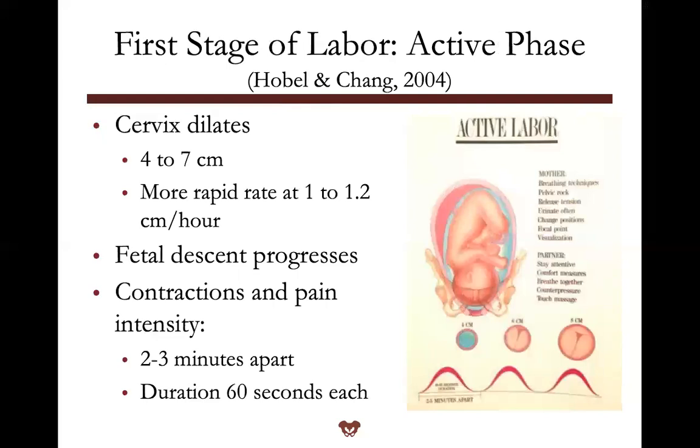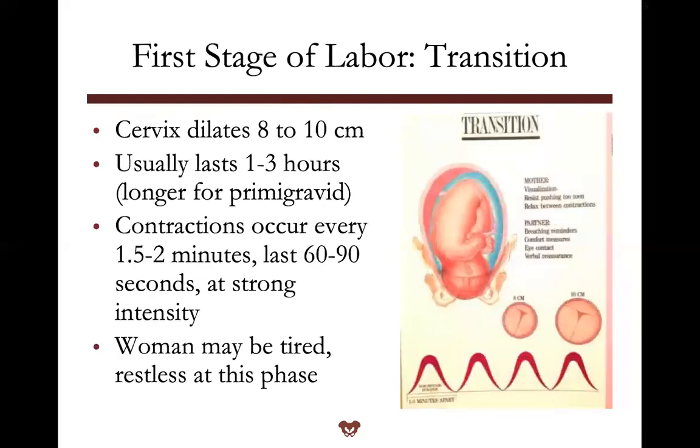And then that transitional phase, contractions now are occurring every 1.5 to 2 minutes and lasting for 60 to 90 seconds. So mom isn't getting a whole lot of a break in between contractions, and they're lasting a really long time. And so this is where women may be tired and restless and just feeling a little bit wiggy, is oftentimes what you'll hear folks report.